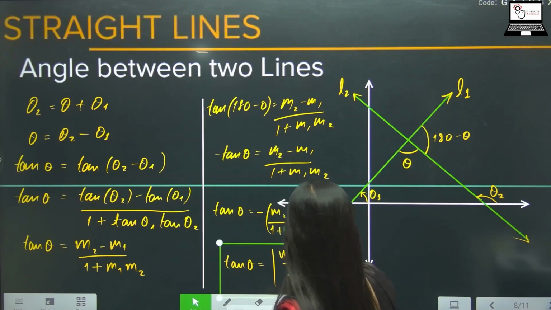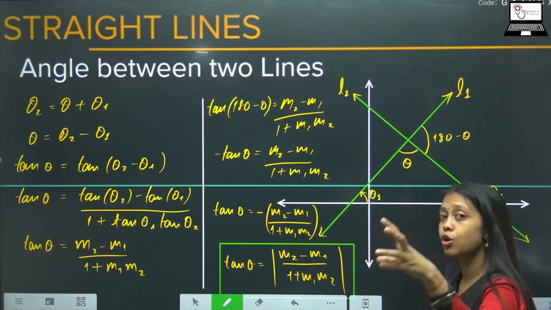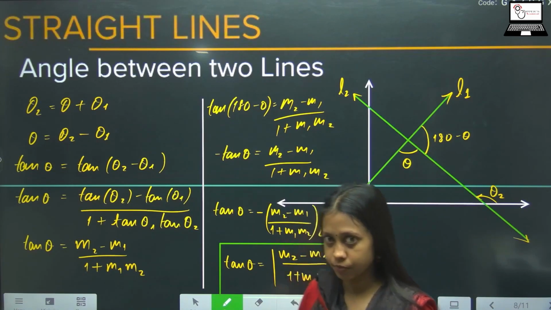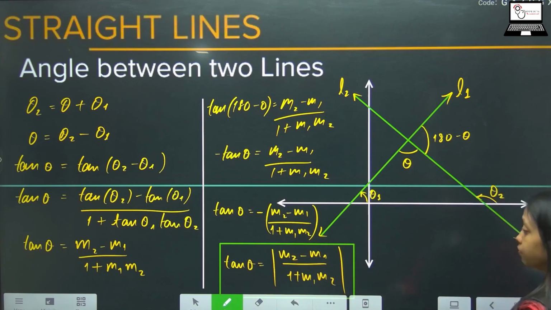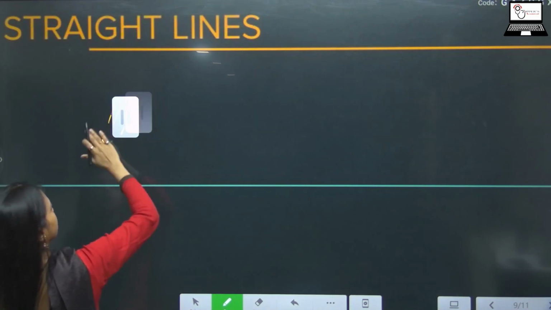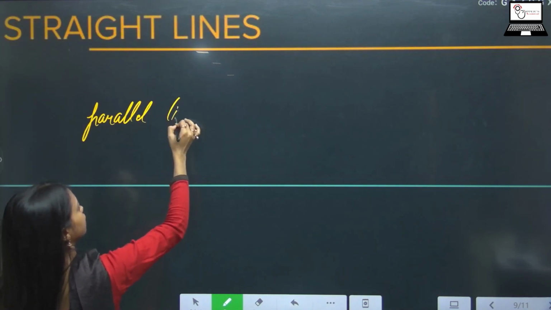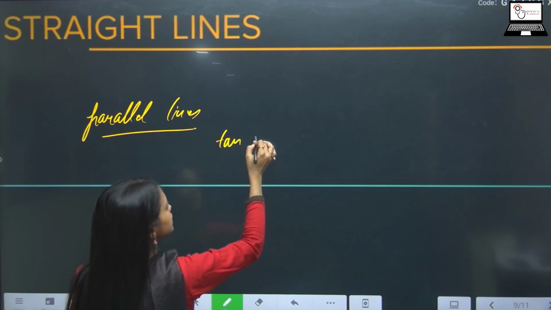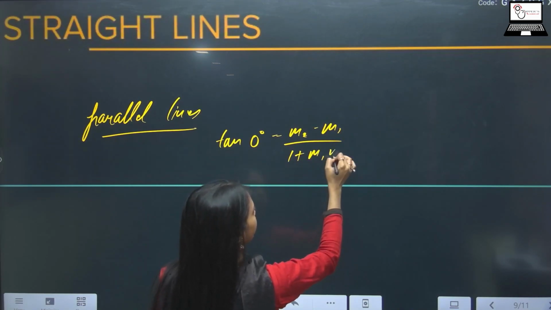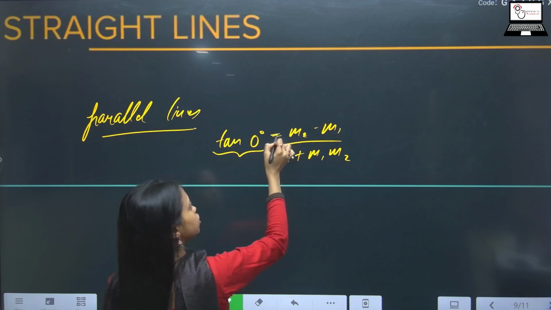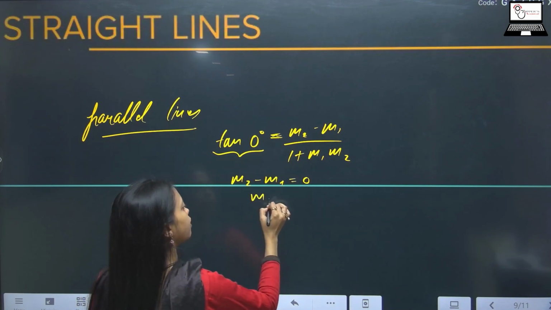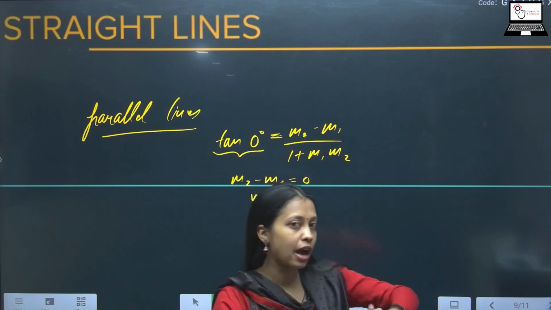From here you can see the concept of parallel lines and perpendicular lines as well. If they are parallel lines, what's the angle between the two lines? I'll go by that formula: tan 0 equals (m2 minus m1) divided by (1 plus m1 m2). This is 0. A fraction equals 0 if and only if the numerator is 0. So the numerator m2 minus m1 is 0, which means m2 equals m1. That's why we say that if two lines are parallel, their slopes are the same.